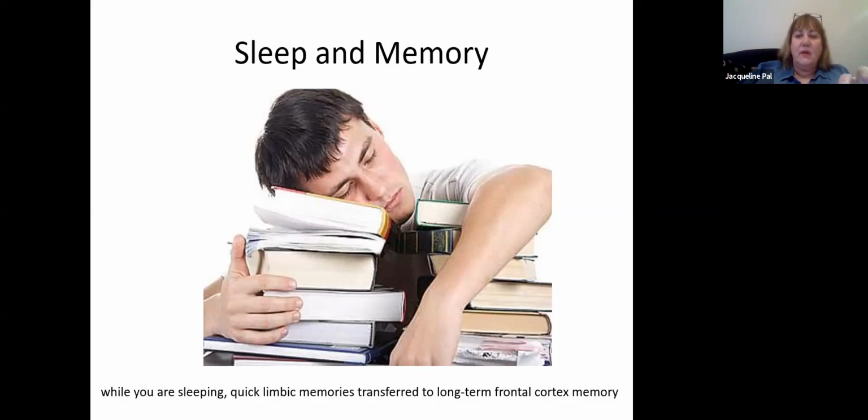While you are sleeping, the first thing that is happening is all those waste products which have been building up all day in your neurons are being washed out into your cerebral spinal fluid. Power, number one. So those neurons are ready to work again the next day. The second thing is the quick memories which were made in your limbic system are now being transferred to your frontal cortex memory system so they can be long-term.